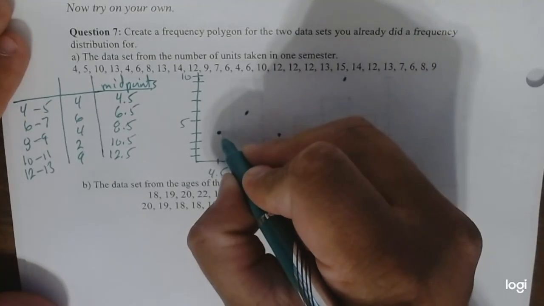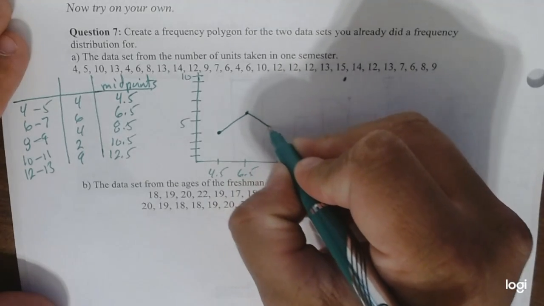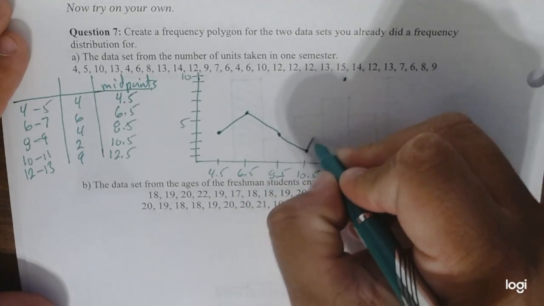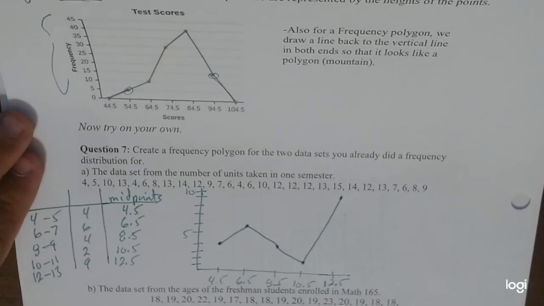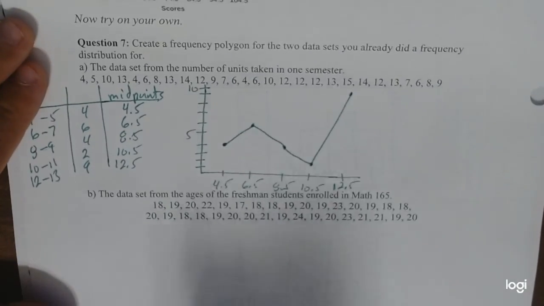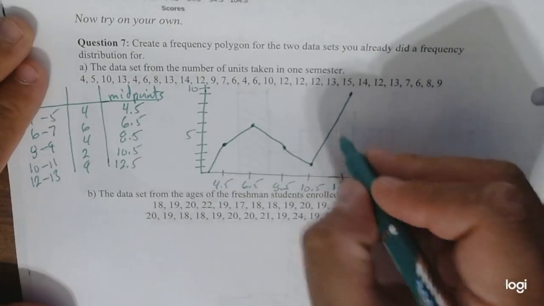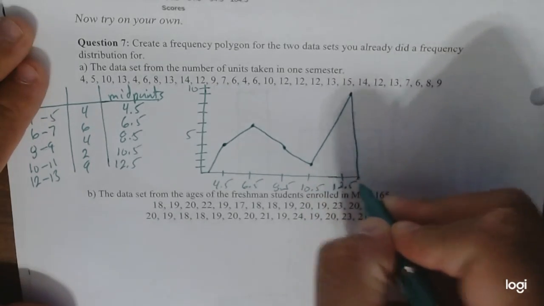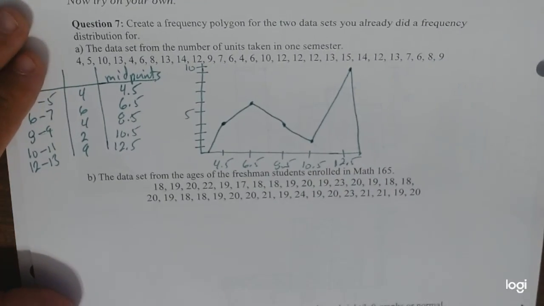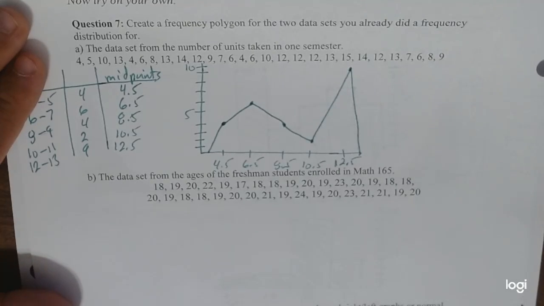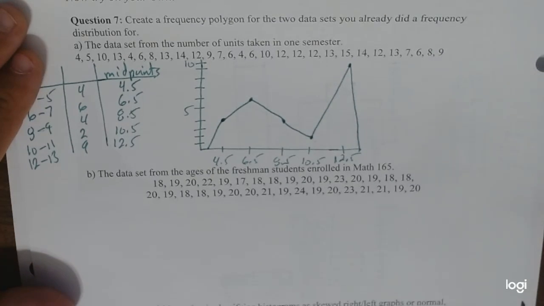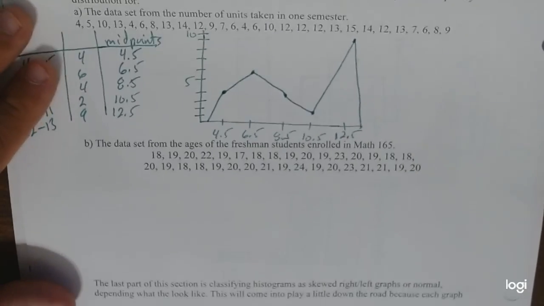And then what I do is connect them with straight lines as best you can, like that. Okay, so this is what I mean by you're going to connect them back to the line. You're literally just going to put over here and just go straight down. It doesn't matter where you go as long as you go straight down back to the horizontal scale. So it literally looks like a mountain or a polygon, right? All connected. And that's it. That's how we make a frequency polygon. So why don't you guys try question B out?